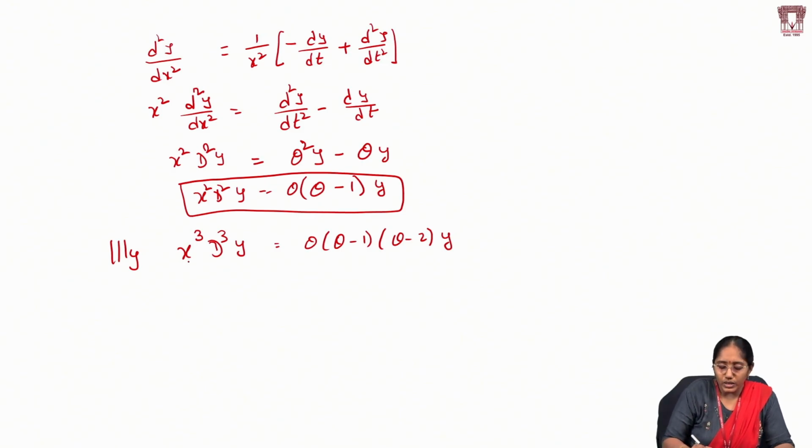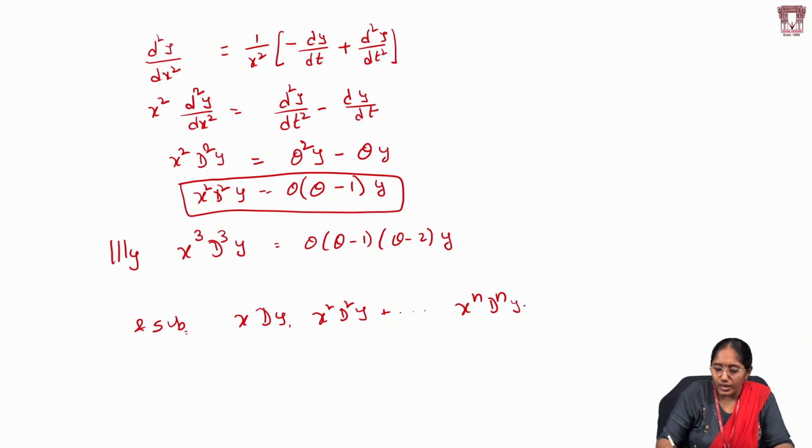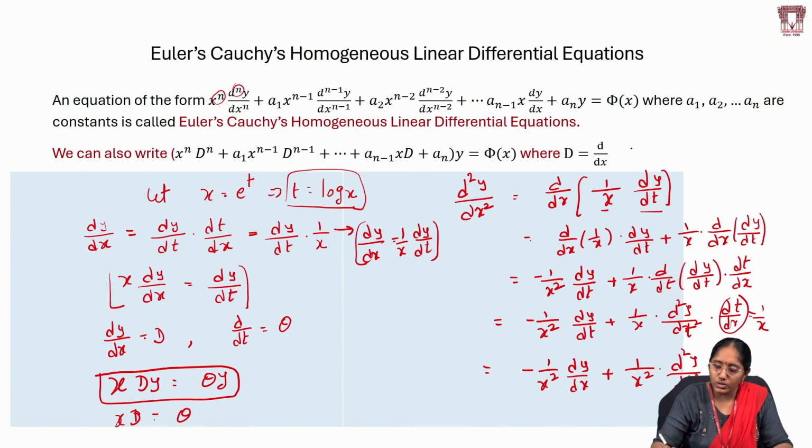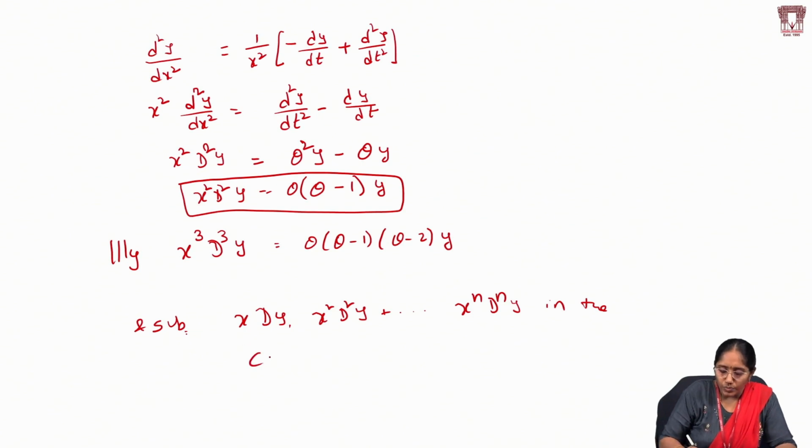If we continue like this and substitute x dy, x square d square y, and so on, x power n d power n y in the given equation, this is the short form of the equation. We substitute all these terms in this equation. Then this equation is reduced to an LDE, that means a linear differential equation with constant coefficients.